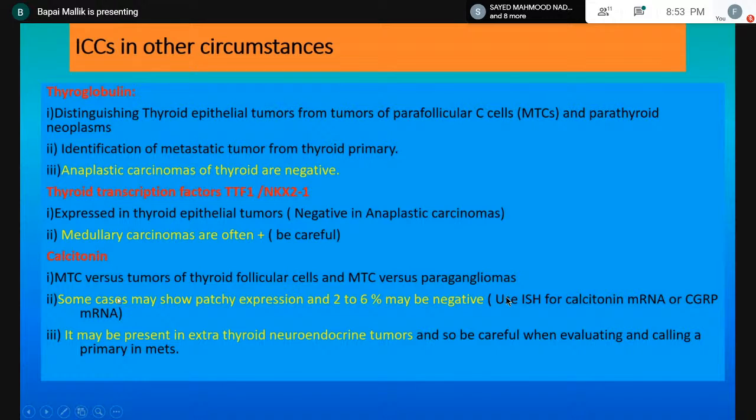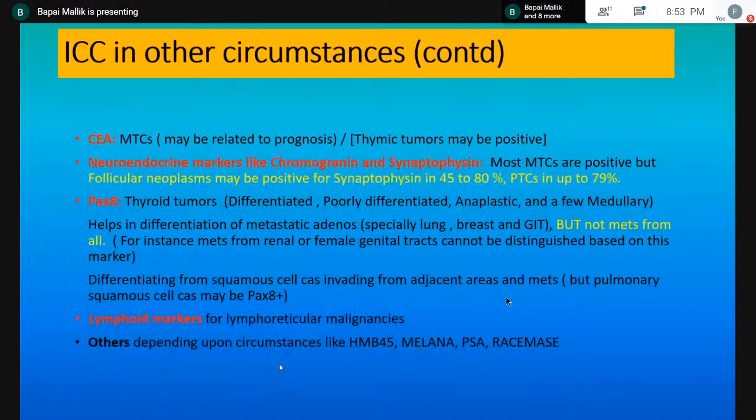Medullary calcitonin also, now this is again very important, it may be present in extrathyroid neuroendocrine tumors. So when you are trying to find out the metastasis of a neuroendocrine tumor in a distant site and it turns out to be calcitonin positive, it does not automatically mean that we are dealing with a metastasis from medullary thyroid carcinoma, because some other neuroendocrine tumors outside thyroid can be calcitonin positive.